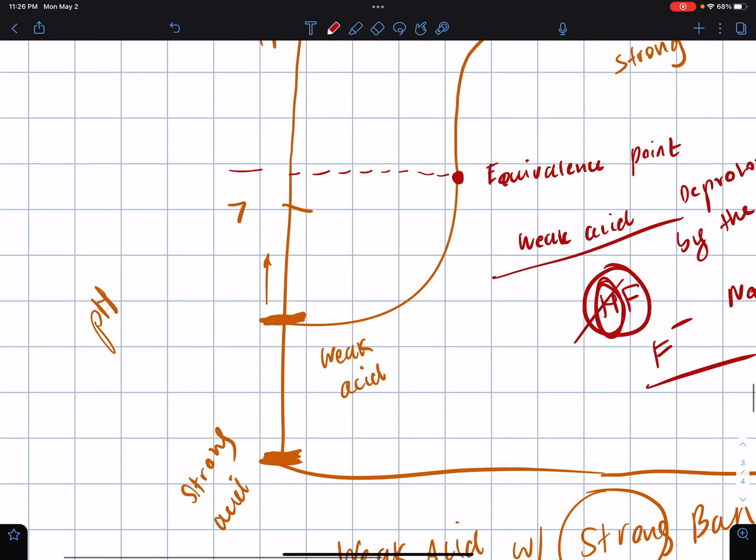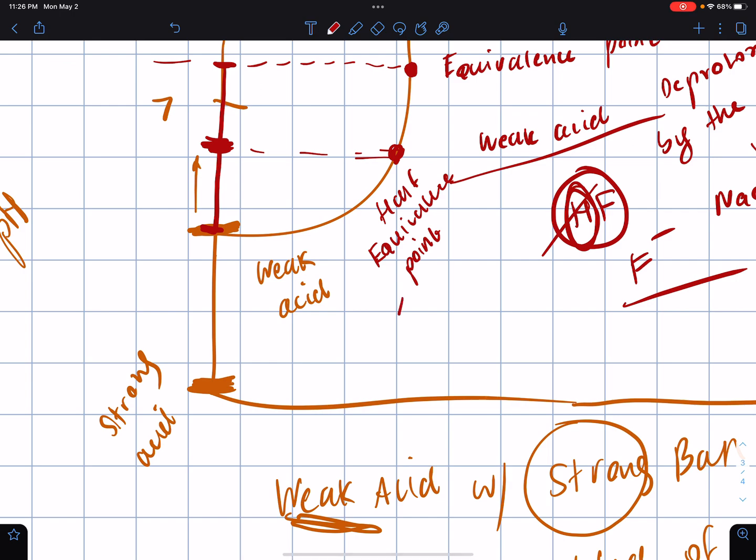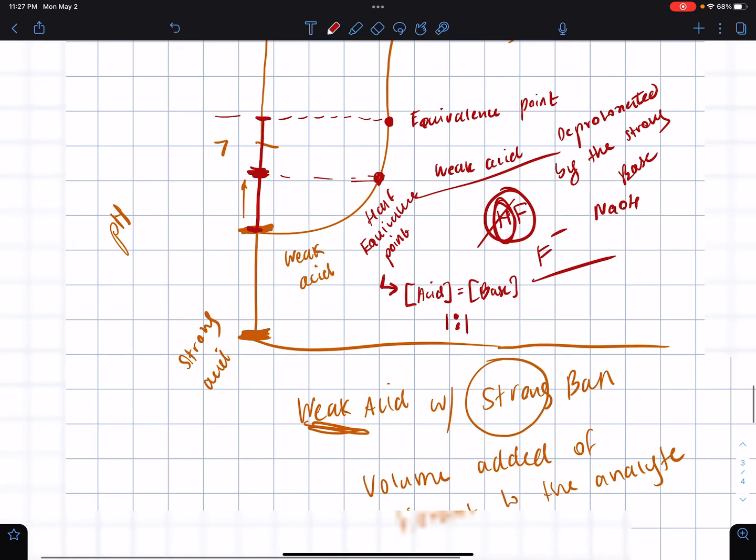And then there's another important point to know, which is about here. And this is called the half equivalence point. And you can see I found where our equivalence point is, and I cut it in half, right? And that's how we have our half equivalence point. The half equivalence point is exactly what it sounds like. It is halfway to the equivalence point, so we haven't deprotonated our acid yet, but we do have the same amount of acid as we have base. So the concentrations of the acid to base are 1-to-1.